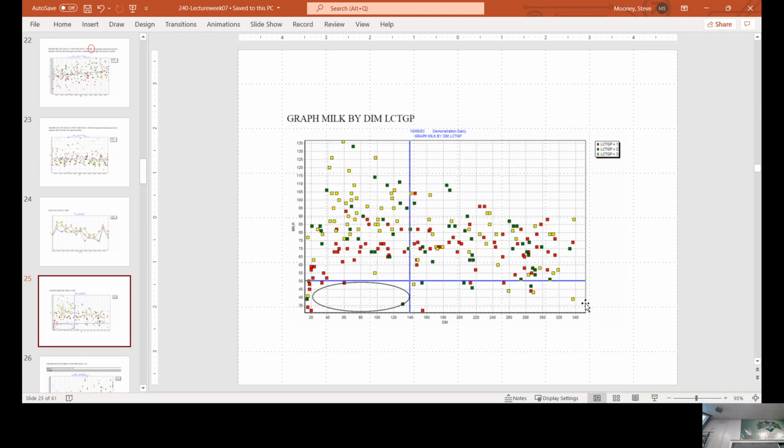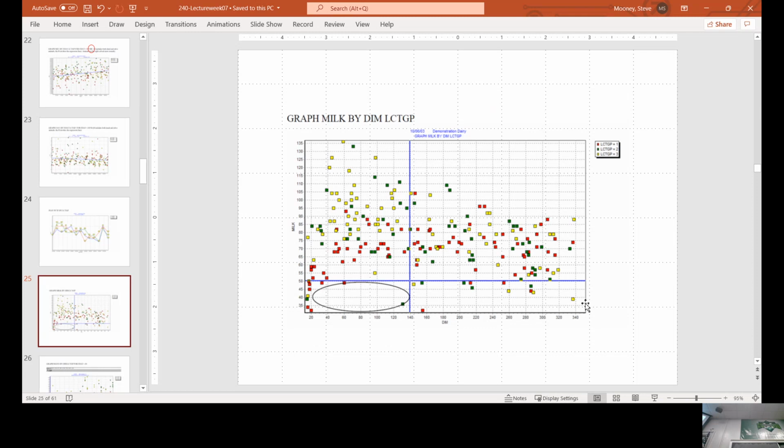So here we're graphing test day milk by days in milk and lactation groups. So we have days in milk for the herd, and then which lactation group are we dealing with? And what he's suggesting is that this is where we don't want any cows.